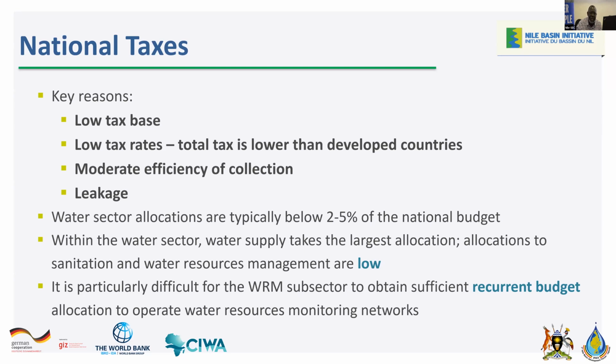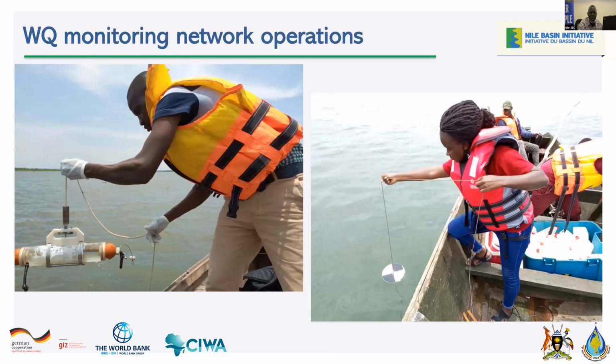Financing to the water sector typically is below 5%. It has not reached those targets. And within the water sector, the bulk of the allocation goes to water supply and sanitation, and water quality management and water resources management generally get low allocation. Recurrent operations, where water quality monitoring is included, where hydrometric network operation is included, generally suffer because of the inability of government to provide enough resources for this type of activities.